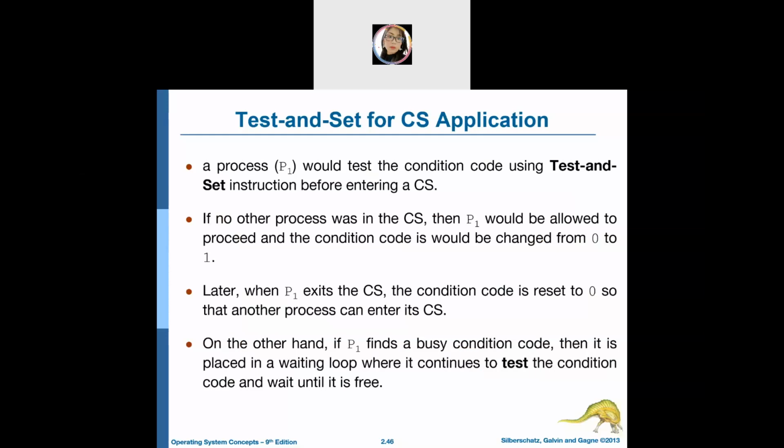So this is how we're going to apply test and set for CS application. A process will test the condition code using the test and set instruction before it enters the CS. Of course, whenever you want to enter something, you cannot just directly enter. So you're going to use the code using test and set.